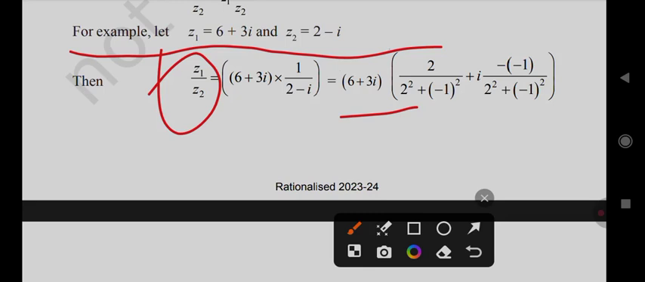z1 by z2 is equal to 6 plus 3i into 1 by 2 minus i, equal to 6 plus 3i into 2 by 2 square plus minus 1 whole square plus i into minus of minus 1 by 2 square plus minus 1 whole square.